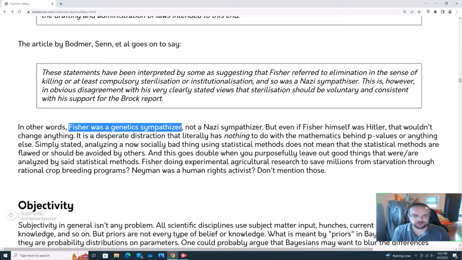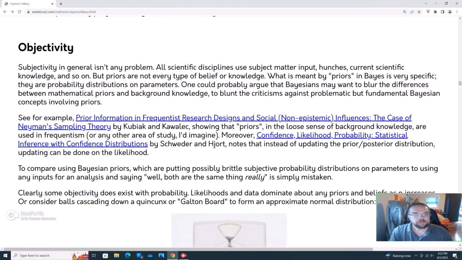Analyzing a now socially bad thing using statistical methods doesn't mean that the statistical methods are flawed or should be avoided. It doesn't make sense. If there's something that's societally wrong to study and they use Bayes factors to study it, does that mean we don't use Bayes factors? Of course not. And it goes double when you leave out the good things that were analyzed by said statistical methods. Fisher did experimental agricultural research to save millions from starvation through crop breeding programs. Neyman was a human rights activist. Let's not mention those things, okay?